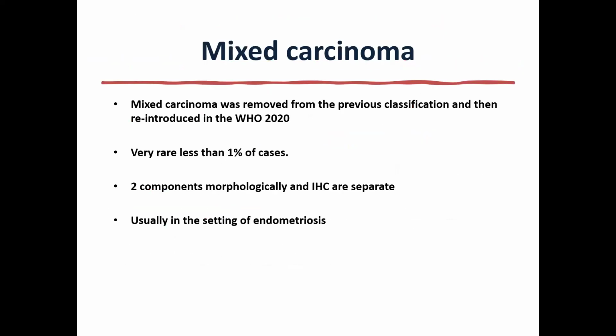The mixed carcinoma was removed from the previous classification and then reintroduced in WHO 2020. It's very rare, less than 1% of cases. There are two components, morphologically and by IHC separate from each other. I have two tumors, and by morphology and by IHC, they are different. In previous decades, it was common to see mixed carcinoma, but now the definition is strict and it is rarely seen. When I see mixed carcinoma, it is usually in the setting of endometriosis. We can see endometrioid carcinoma mixed with clear cell carcinoma or with mesonephric-like carcinoma, like this.